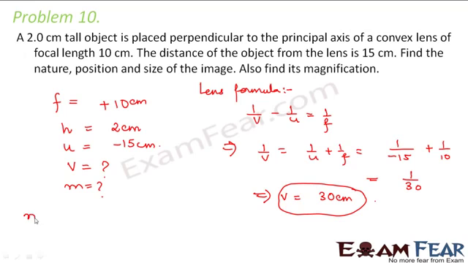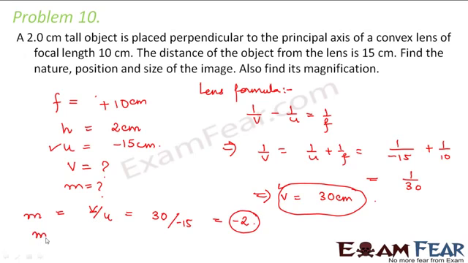So now we have to calculate magnification, and we know that magnification is equal to, what would be the magnification in this case? Magnification is equal to v by u, or equal to h dash by h, that is size of the image by size of the object. So let us first calculate the magnification using the image distance and the object distance. Using magnification as v by u, we get v is 30 divided by u is minus 15. So it comes out to be minus 2.